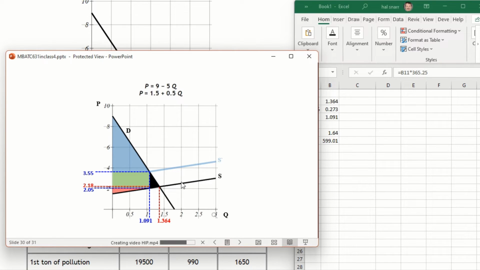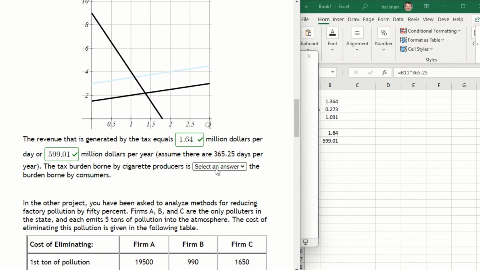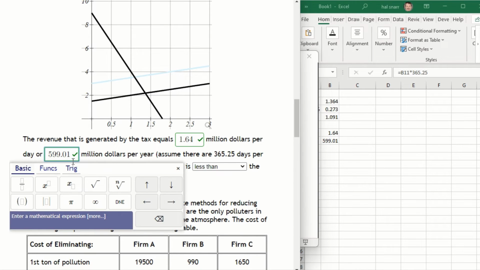So although firms are taxed, because the consumers are so heavily addicted to cigarettes, they're very insensitive to a price change because their demand is inelastic. Their burden of the tax is much greater than that on the firms. So let's go back to our problem here. So the tax burden borne by cigarette producers is less than the burden borne by consumers.